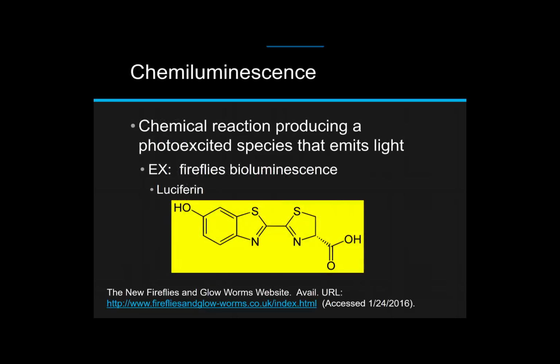Another variation on emission that's used widely in analysis is chemiluminescence. And sometimes you'll see the acronym capital C, capital L used. Chemiluminescence is the phenomenon of detecting emission that is produced from a photoexcited species that's generated as the result of a chemical reaction. And the bioluminescence of fireflies is really a great example of chemiluminescence found in nature.